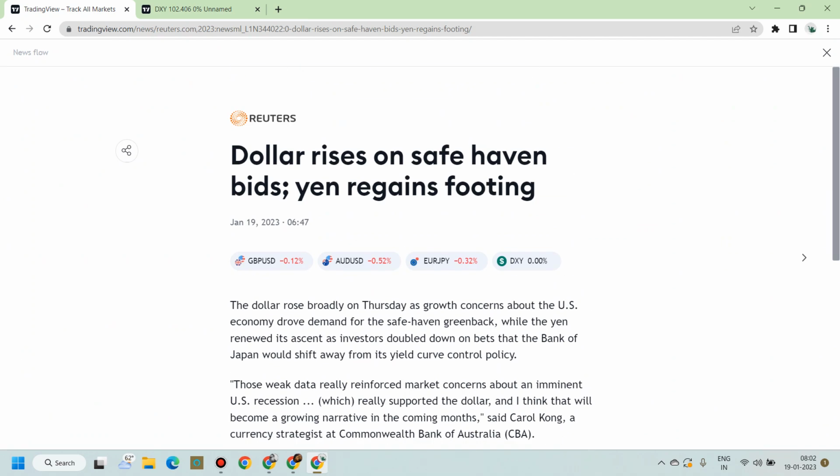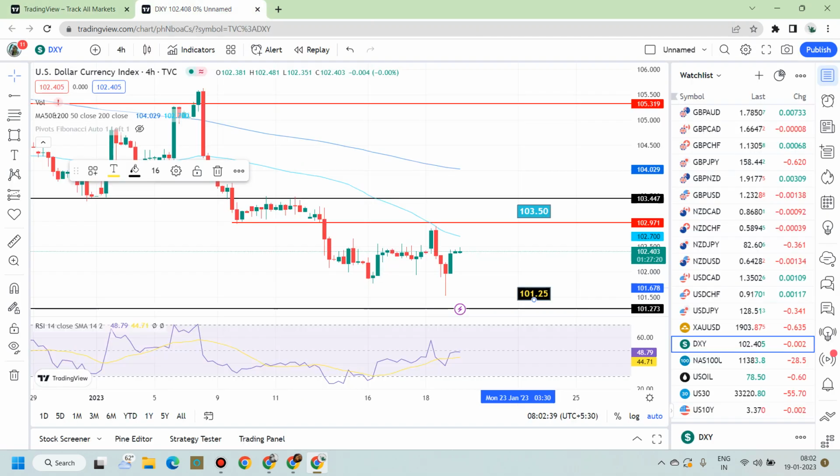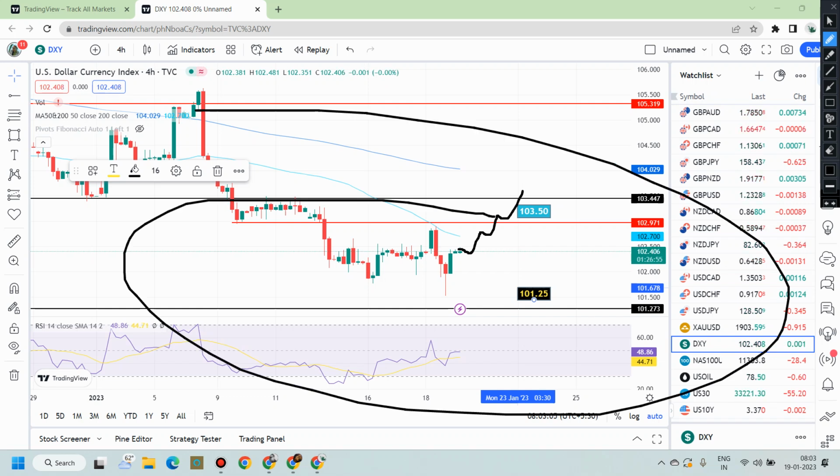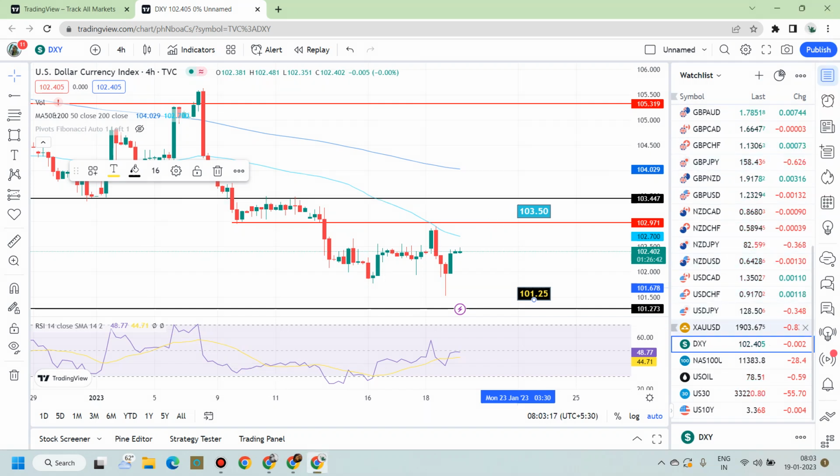But there's news that the dollar rises on safe haven bids. Dollar rose broadly on Thursday as growth concerns about the US economy drove demand for the safe haven greenback. So there may be some upside, some recovery in the coming days. To be honest, I am not sure right now. The chart will speak, but as of now, we can see that DXY is still trading inside the zone only. By next week, maybe we will get a better picture if DXY recovers. But as of now, DXY's chart is bearish. As a result, we will consider that only.